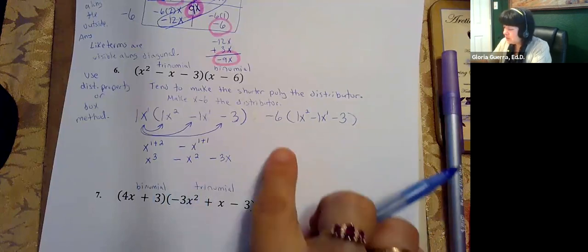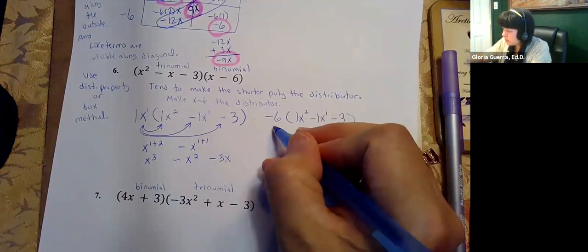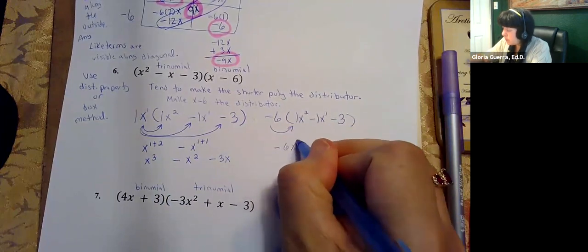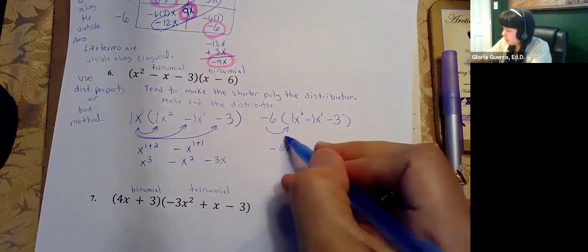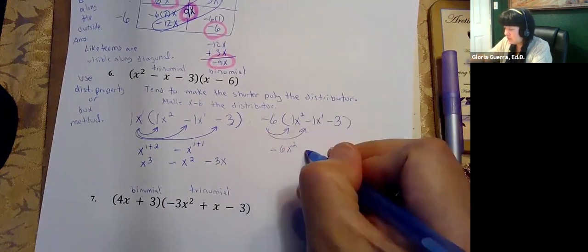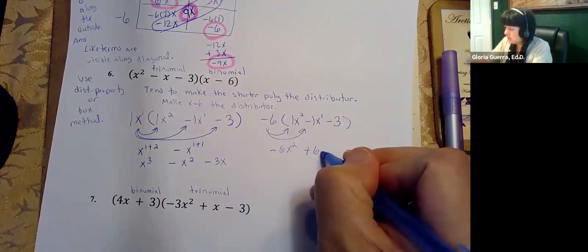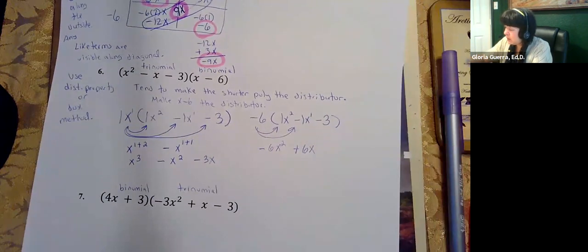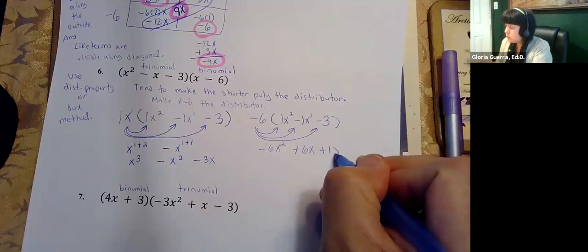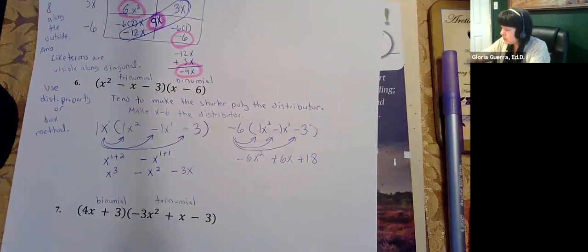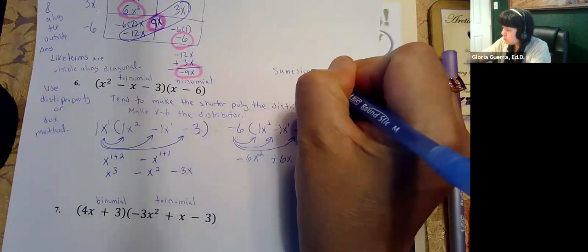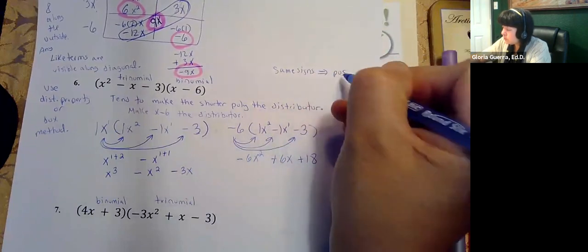Now you have to do the same thing on this side. Negative 1 times 6x squared is negative 6x squared. Negative 1 times negative 1x. So negative times negative is a positive 6x, okay? And then negative 6 times a negative 3 is a positive 18. So remember, same signs produce positive results.